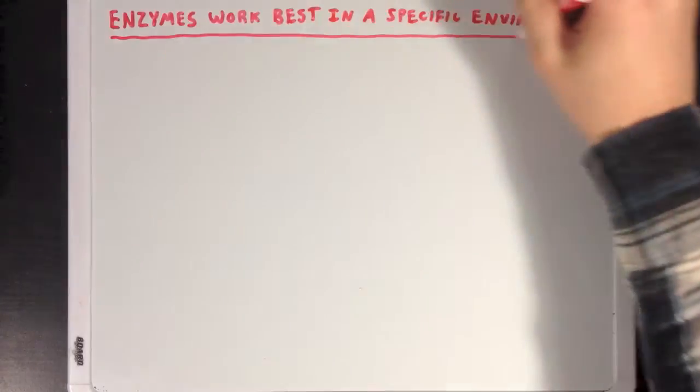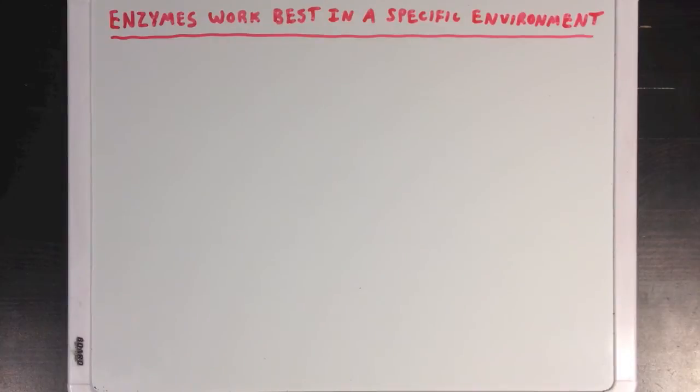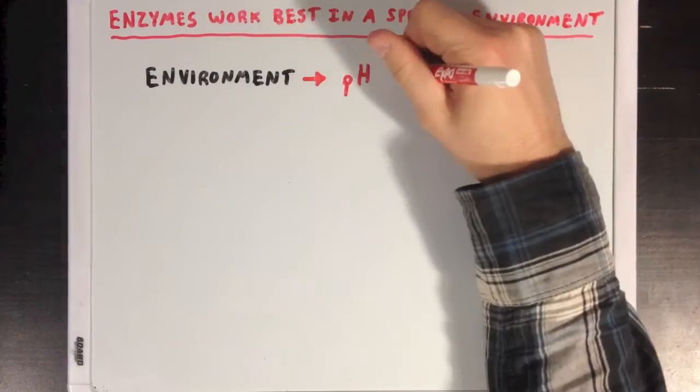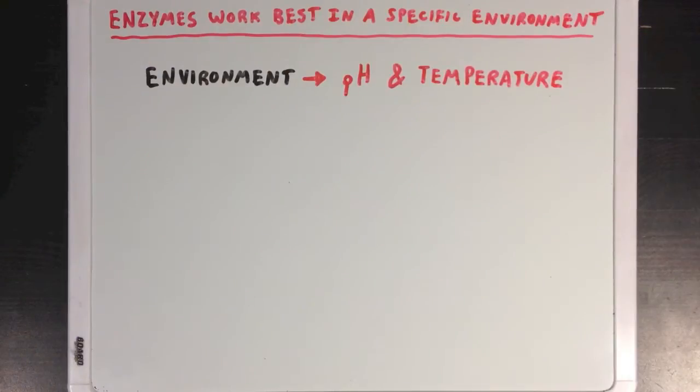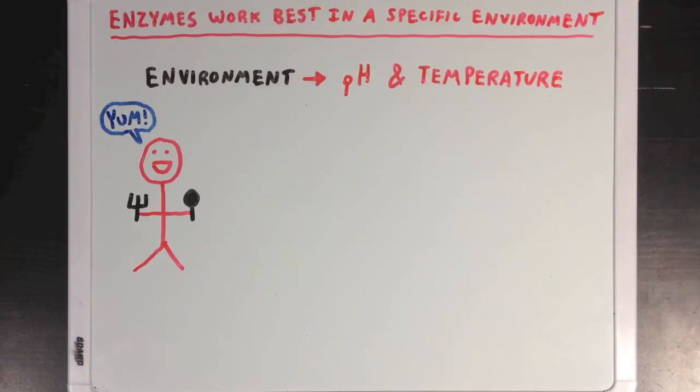Now, it's important to recognize that enzymes work best in specific environments. And when I say environment, I can be referring to many different aspects of an enzyme's surroundings, but right now we're only going to be focusing on pH and temperature values. So let's take another look at this by imagining that we have this person over here, and he's hungry, so he's eating some food. Now, there are a bunch of different digestive enzymes in this guy's body that are going to help him break down all the food he's eating into tiny usable parts.